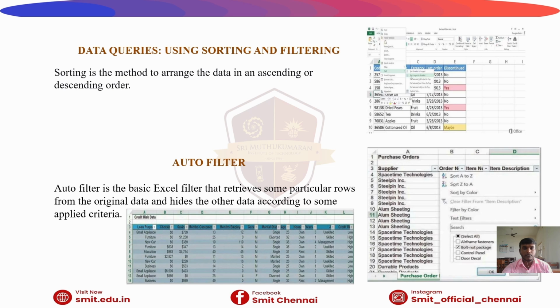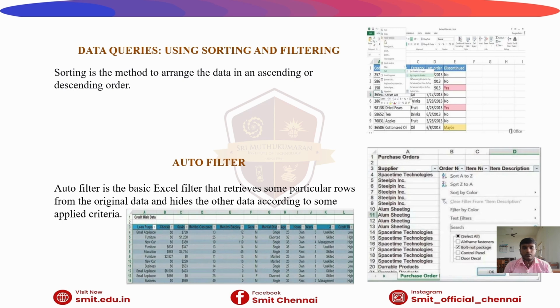Then data queries using sorting and filtering. Before visualizing data, we often need to organize it. Sorting arranges data in ascending or descending order based on one or more columns. This helps identify the highest and lowest values. Filtering displays only rows that meet certain criteria, hiding the rest. This helps focus on a specific subset of data.